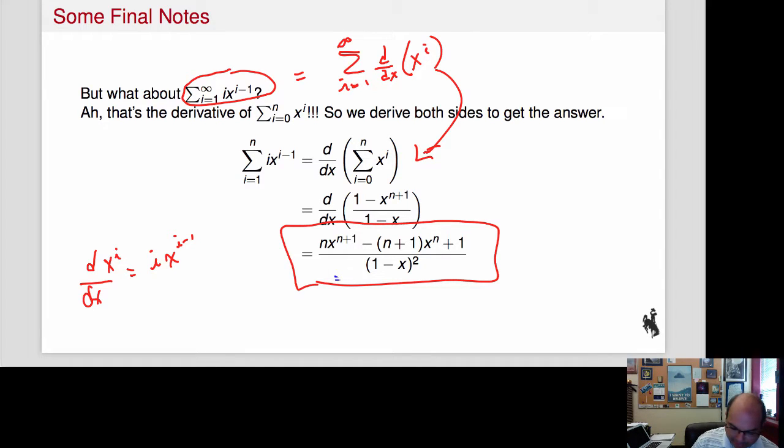So anyway, I did this before taking the limit. So let's take the limit now. Okay? And let's see what happens. In the limit, as n goes to infinity, then this is x to the infinity, right? This term will be 0. That's going to go to 0 when x is less than 1, absolute value. This one here will also go to 0 when x, absolute value, is less than 1.